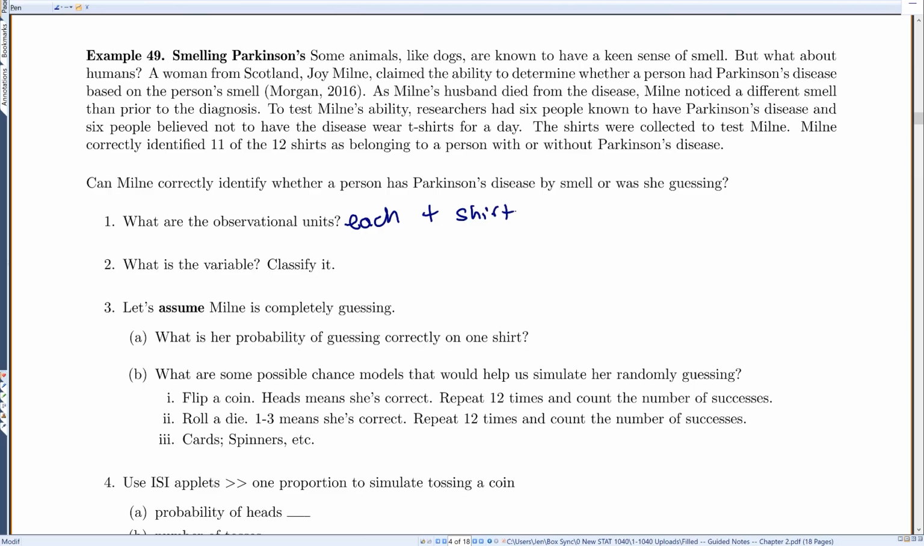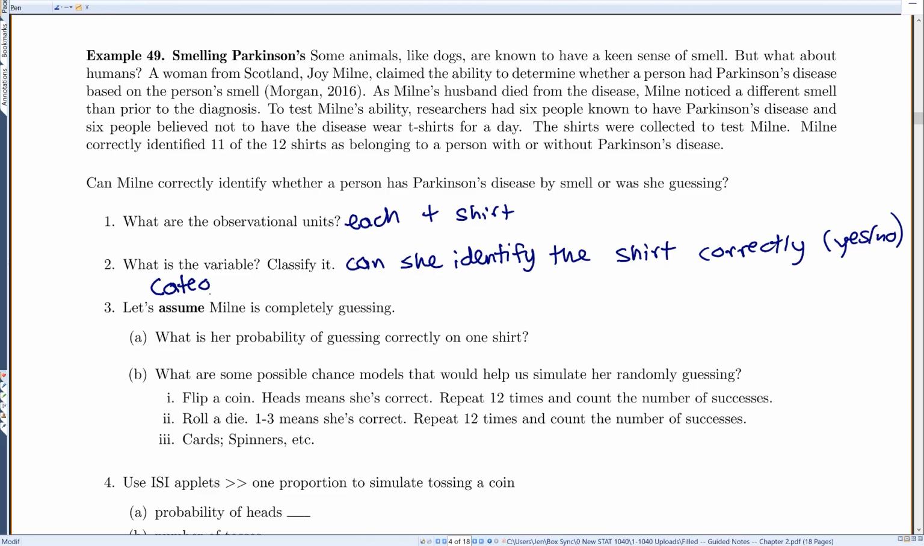And what is the variable? The variable is, can she identify the shirt correctly? And it's yes or no. She got it correct or not. So if we want to classify it, because that seems like categories, not numbers, it would be categorical. And if we wanted to be even more specific, there are only 2 options, so we would say binary.